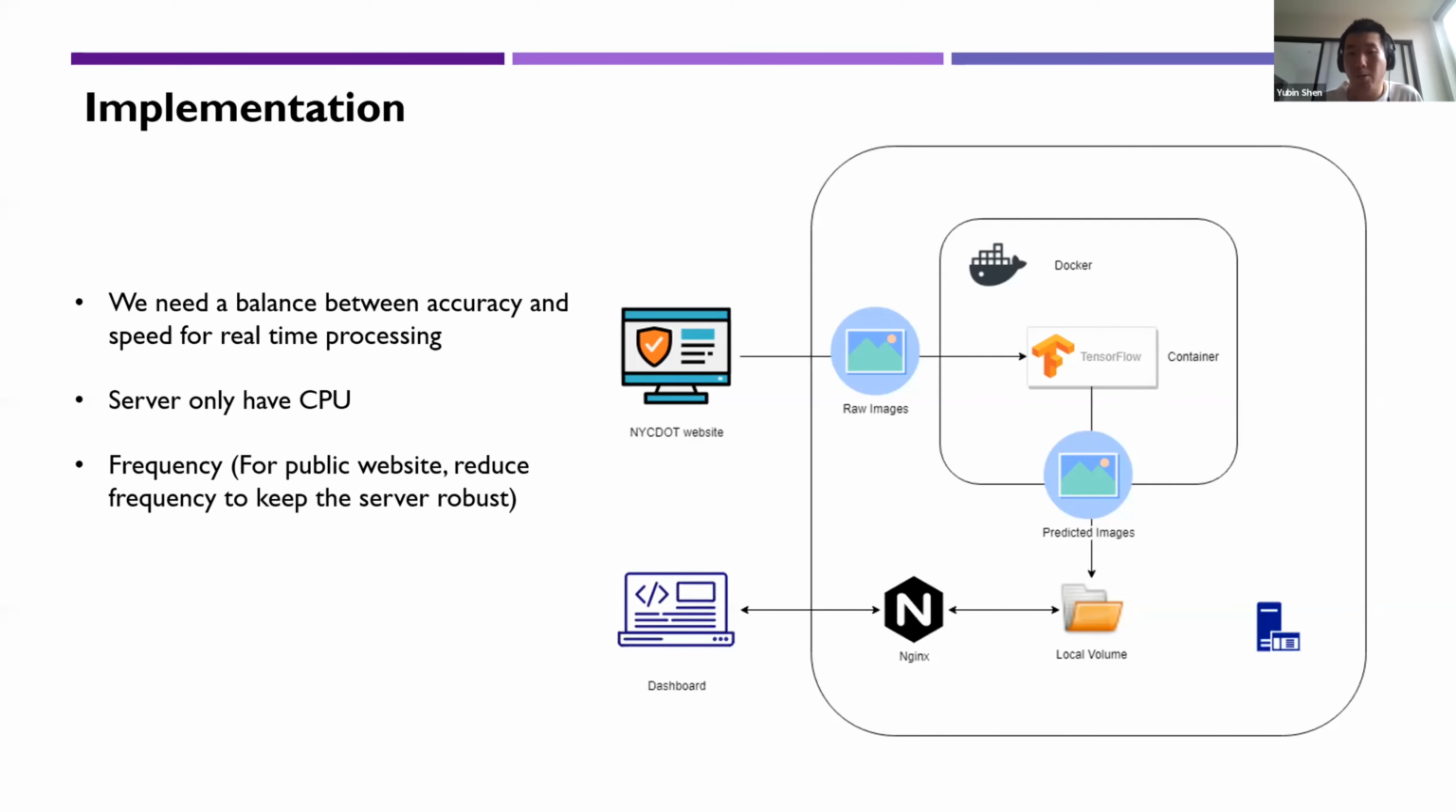And also, our server only has a CPU. We all know that a lot of AI processing or machine learning needs a GPU. But for our server, we only have a CPU. So this is also a bottleneck. We have limited compute power.